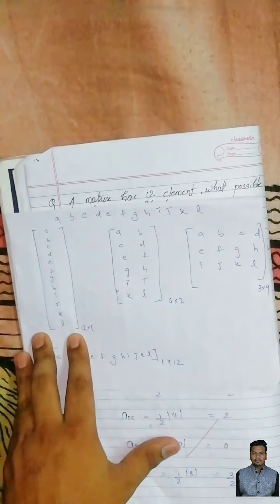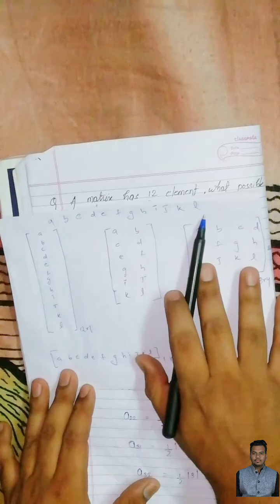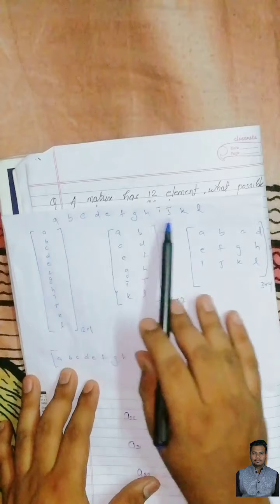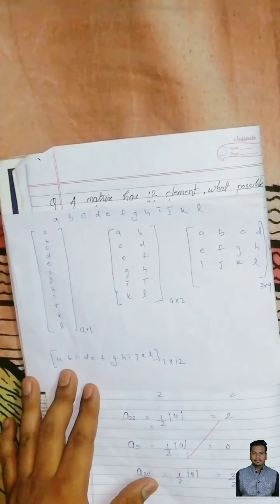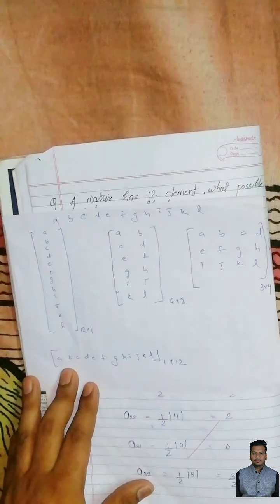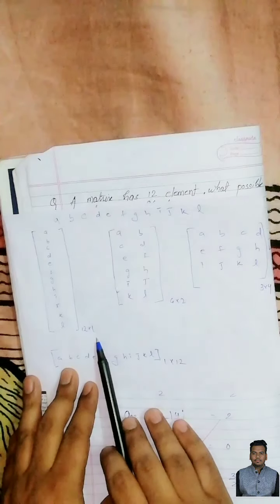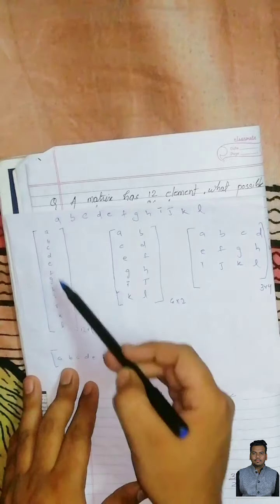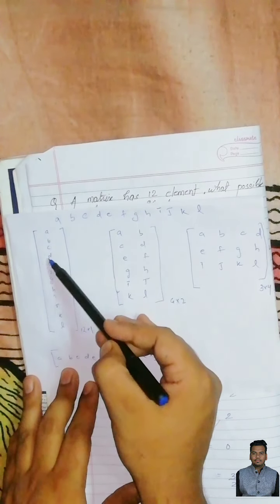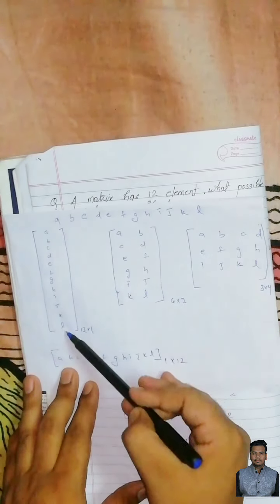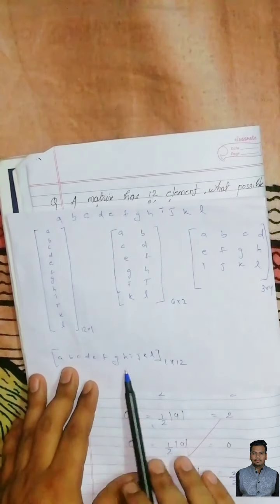Now if I have the 12 elements A, B, C, D, E, F, G, H, I, J, K, L, I can arrange these elements in various formats, in various orders, I can say in matrix format. Here you can see I have arranged the matrix in 12 rows and 1 column. So here there are 12 rows, 1, 2, 3, 4, 5, 6, 7, 8, 9, 10, 11, 12, and there is only 1 column.